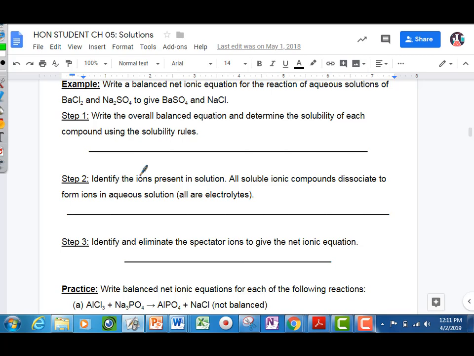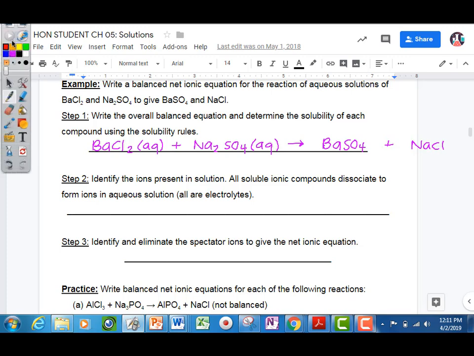So the first thing is to write the overall equation and balance it and write the solubility of each compound. We're told that the reactants are aqueous. So I'm just going to go ahead and write down barium chloride, which is aqueous, plus sodium sulfate. Of course, you don't want to make a foolish error at this point and copy it down wrong. That would be unfortunate. Produces barium sulfate. I don't know about that solubility yet, so I'm going to leave a space to go back and write it, plus sodium chloride.